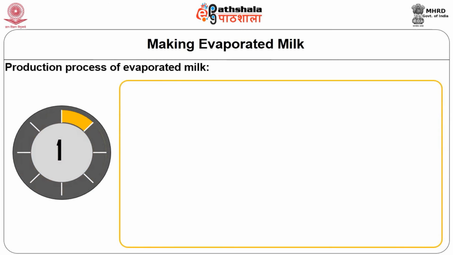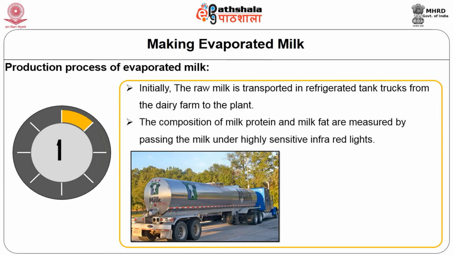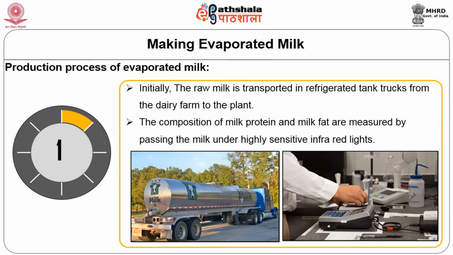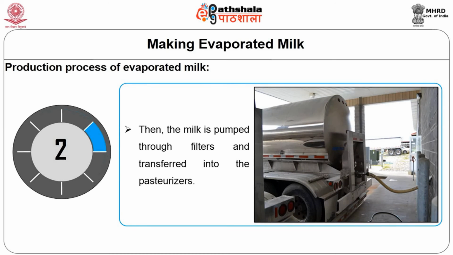Initially, the raw milk is transported in refrigerated tank trucks from the dairy farm to the plant. Milk is tested in the plant for odor, taste, bacterial count, and sediment. The composition of milk protein and milk fat are measured by passing the milk under highly sensitive infrared lights. Then the milk is pumped through filters and transferred into the pasteurizer.